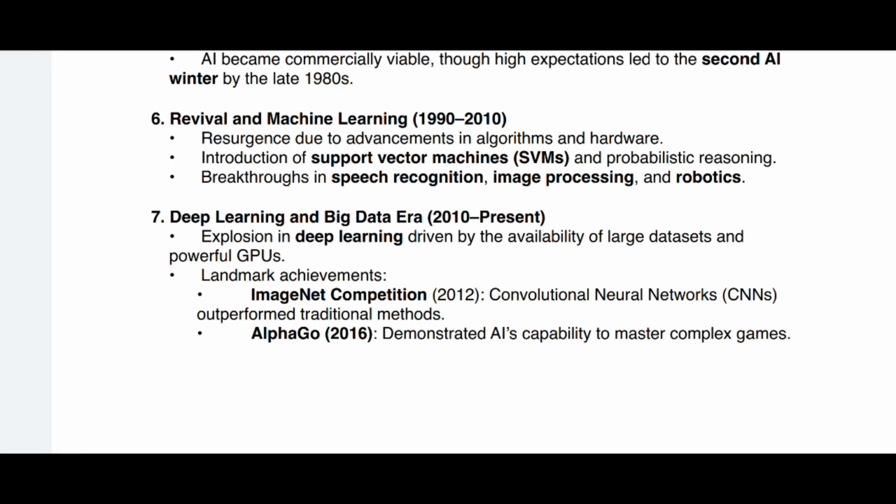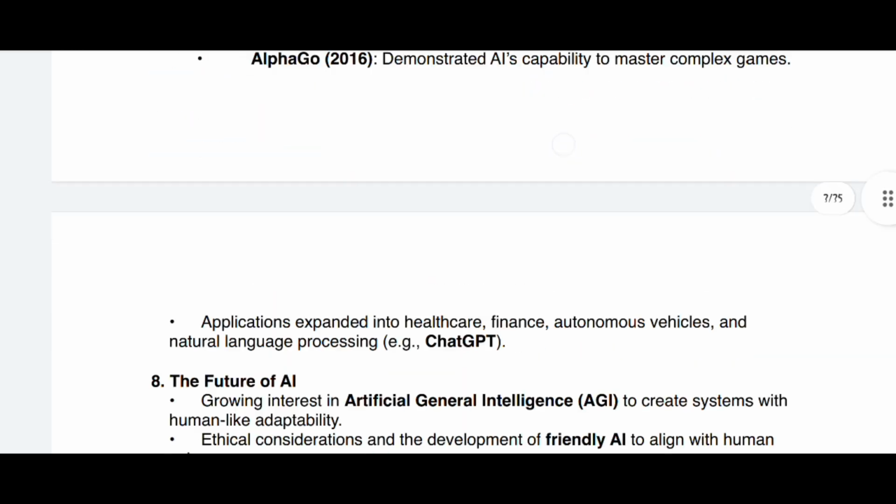Deep learning was driven by the availability of large datasets and powerful GPUs, with landmark benchmark achievements in ImageNet competitions in 2011 with convolutional neural networks, as I told you before, and another one is RNN, the recurrent neural network, which outperformed traditional methods. AlphaGo, in 2016, demonstrated the capability to master complex games.